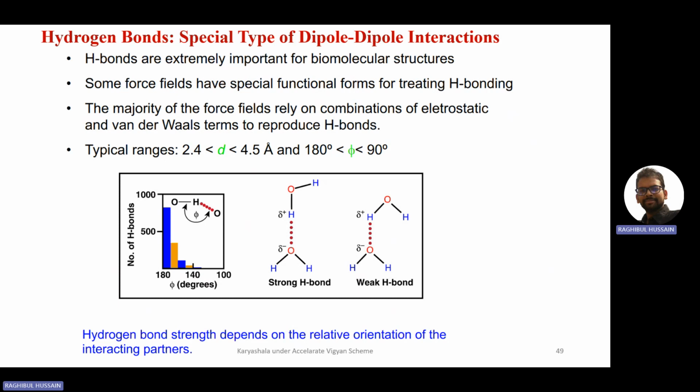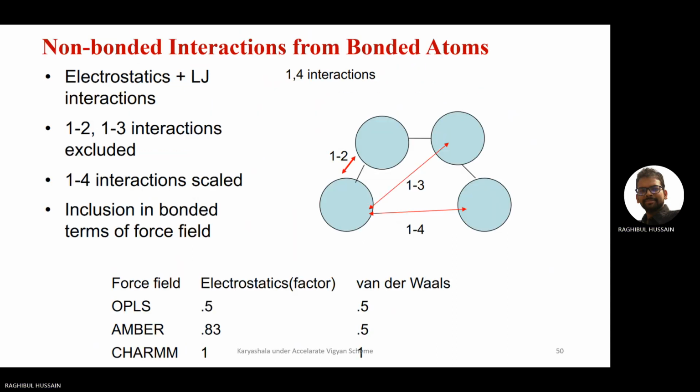And generally, we take the hydrogen bond within this range. So when we calculate the hydrogen bond with VMD or any other post-processing software, we generally define the distance range as well as the angle. Based on that, the hydrogen bonds are computed. Okay.